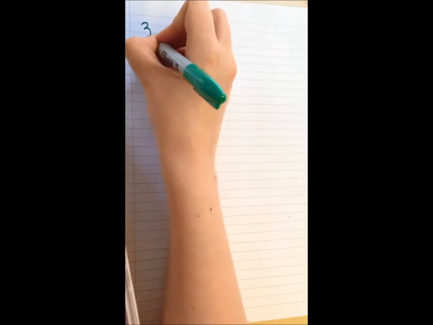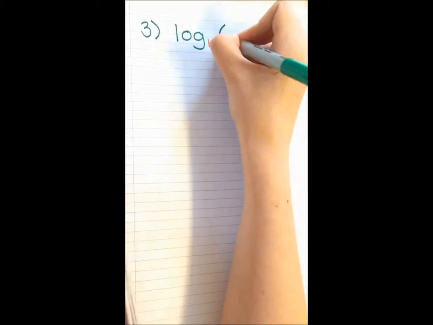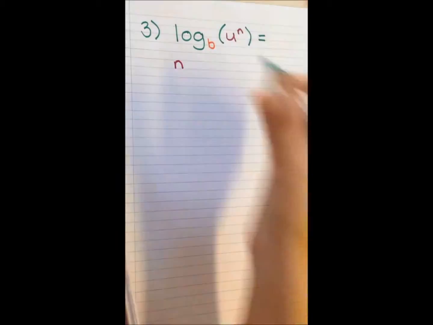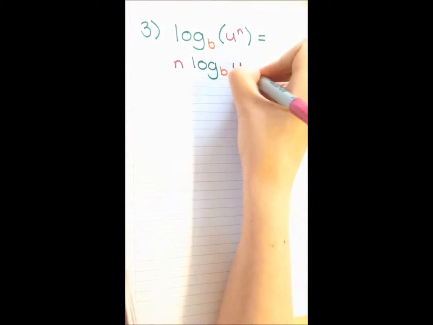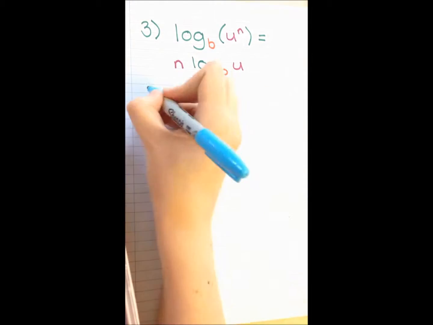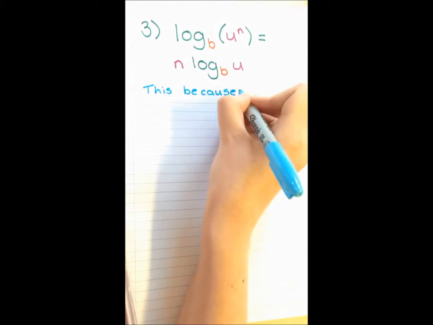The third rule is more complex. It states that log of a number u to the n to the base b is equal to n lots of log u base b. This can be shown as follows.